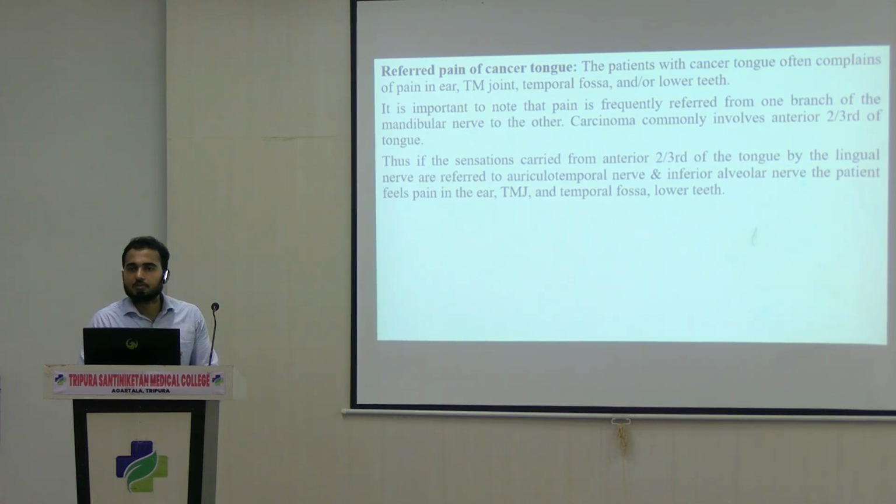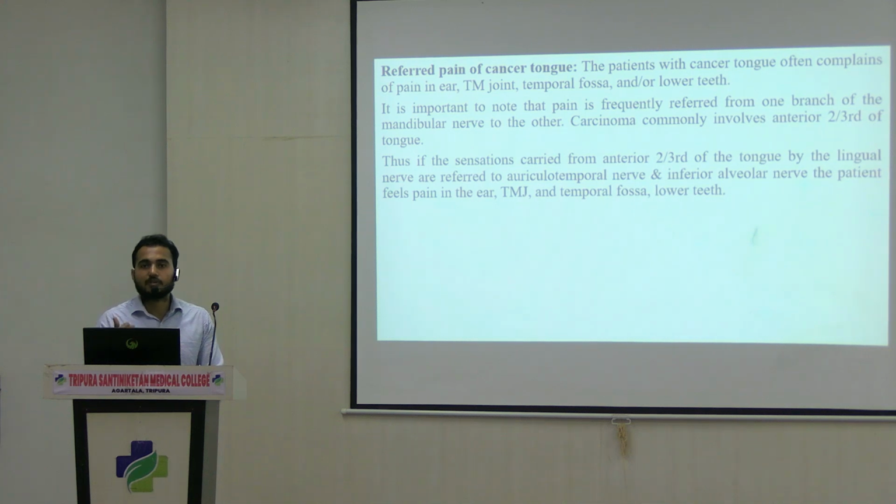Now, have you understood the connection? Which nerve is mainly supplying the anterior two-thirds of the tongue? Lingual nerve. The lingual nerve is a branch of the mandibular division of the trigeminal nerve. This auriculotemporal nerve and inferior alveolar nerve are also branches of the mandibular nerve. So that's why, if that particular part is affected, referred pain will be felt in the areas distributed by these two nerves. So that is the referred pain of the tongue when cancer is present, especially in the anterior two-thirds of the tongue.